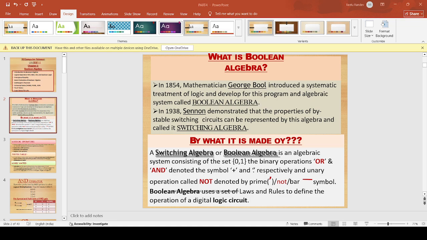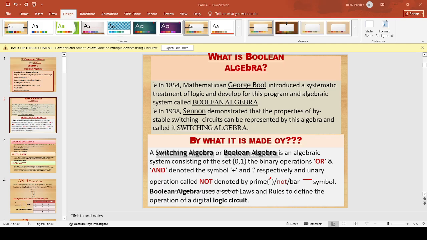Then according to the complementarity law, P plus P bar is equal to 1 and P dot P bar is equal to 0. So if P is equal to x plus y, then P bar is equal to x bar y bar. So P plus P bar becomes x plus y, because P is equal to x plus y, plus x bar y bar, which must be equal to 1. And P dot P bar is equal to x plus y dot x bar y bar, which must be equal to 0.